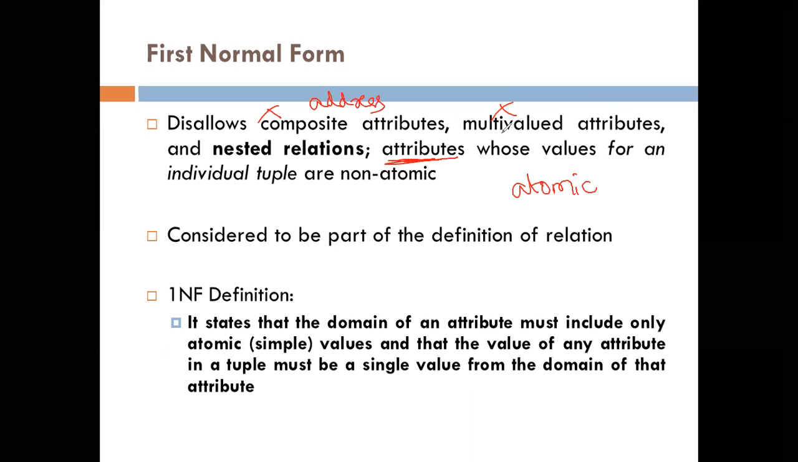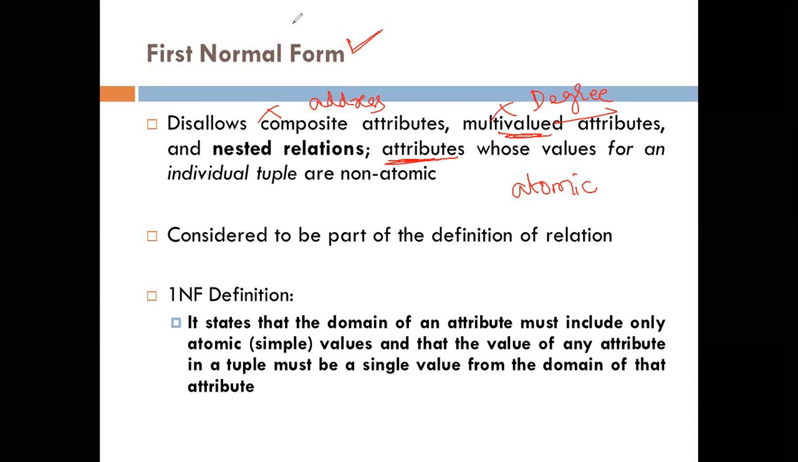A multi-valued attribute means an attribute that is capable of taking multiple values. For example, the degree of a person. One person can have any number of degrees: MSc, ME, BE, MBA, like that. Multiple degrees are possible, which means it becomes a multi-valued attribute. So that is disallowed. An attribute cannot take multiple values. If we avoid these two, then our table is said to be in first normal form.